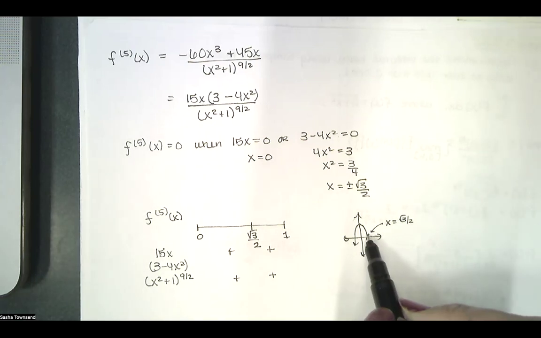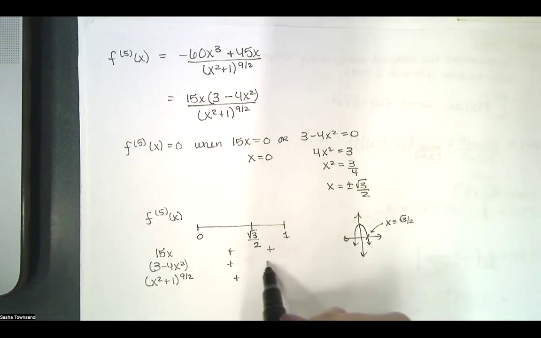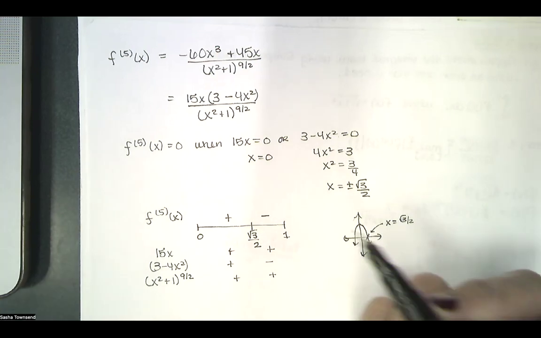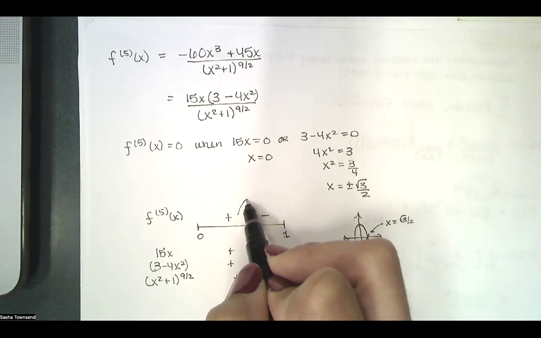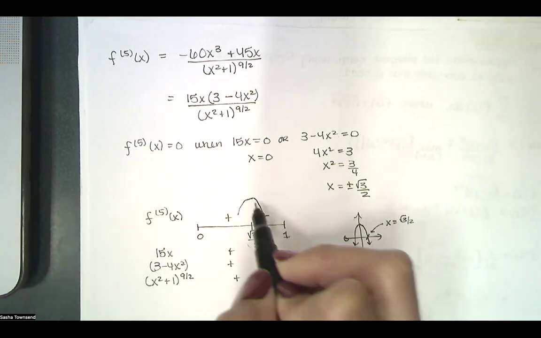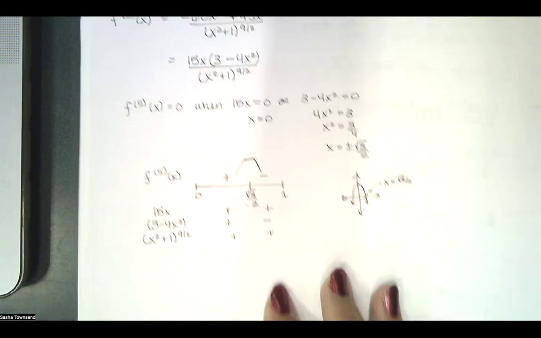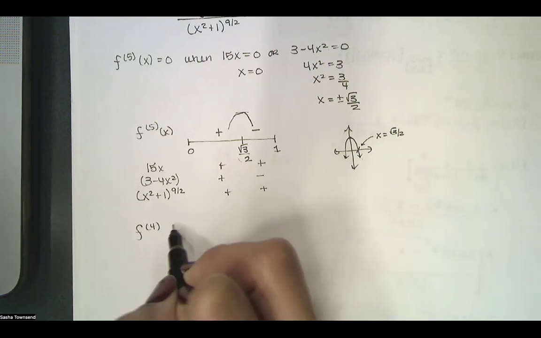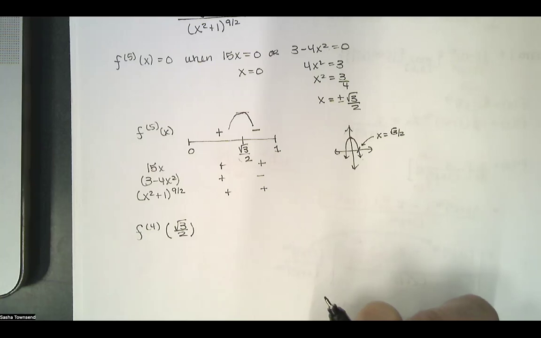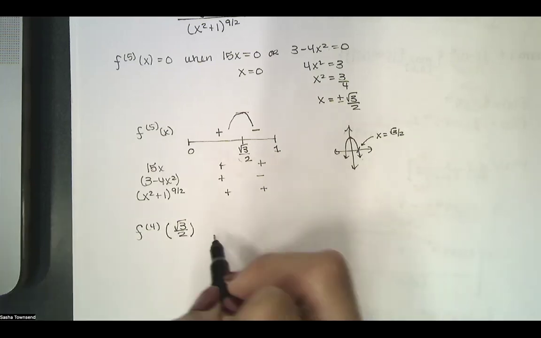So the function is positive between 0 and the positive square root of 3 over 2, and then it's negative after the square root of 3 over 2. So we have a positive here and a negative there. So the original function, that's the fourth derivative, goes from increasing to having a zero slope to decreasing at this value. So our fourth derivative must have a maximum at that value. So this value should be a relative maximum of that function.